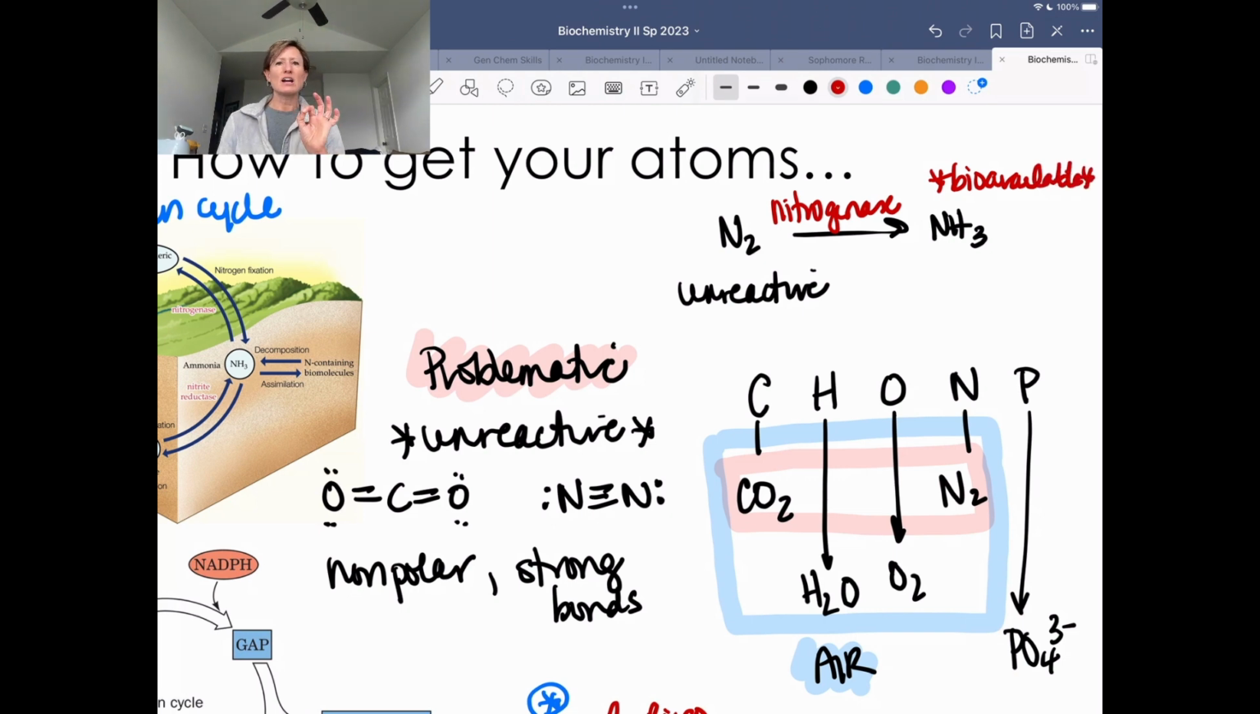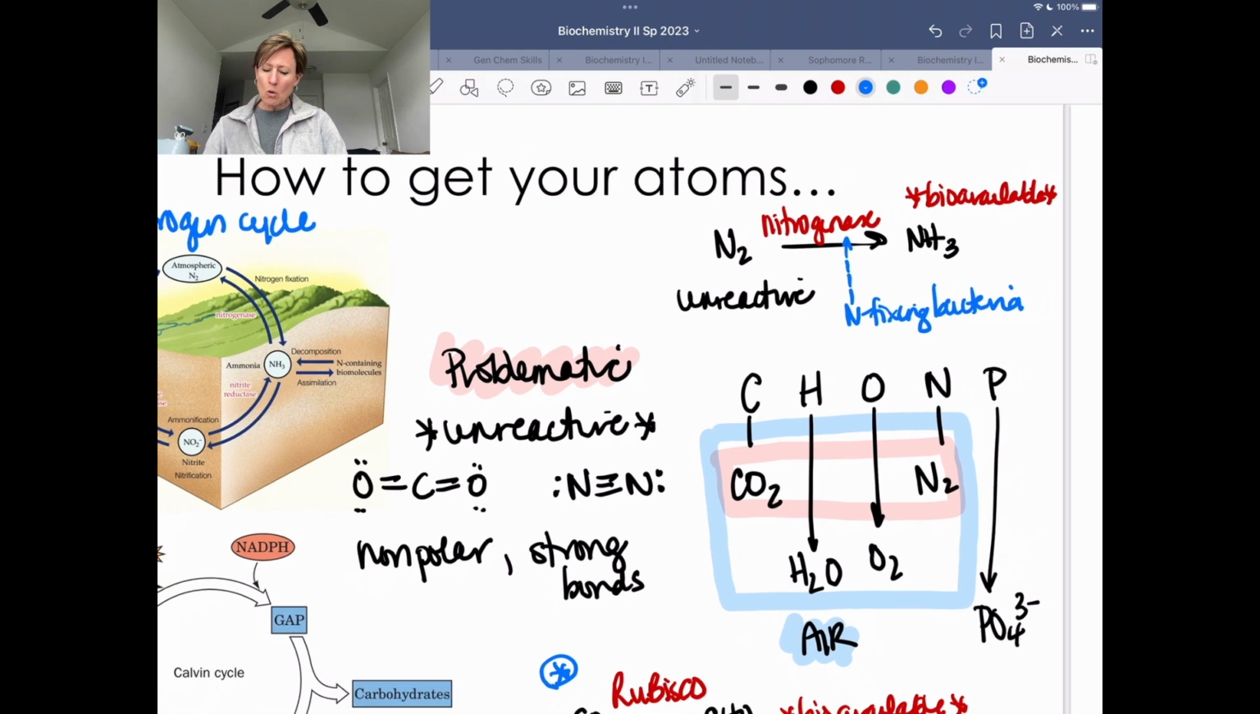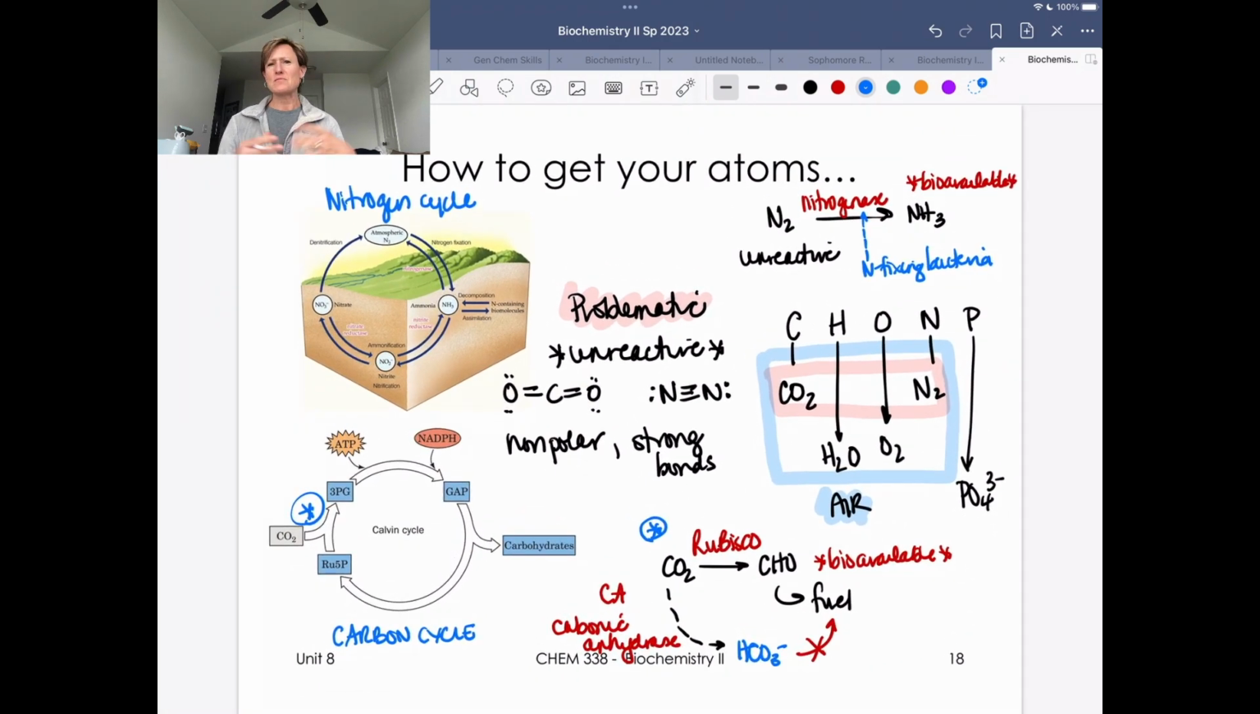So often there are plants that are called nitrogen-fixing plants, but it's not because the plants can fix nitrogen themselves. Really, there are nitrogen-fixing bacteria that live with those plants, and they are responsible for being able to do this biochemistry. So one of the take-homes that I hope you have from this how to get your atoms piece is if we didn't have bacteria that could fix nitrogen and plants that would fix carbon, we would not be able to live on the planet as we do.